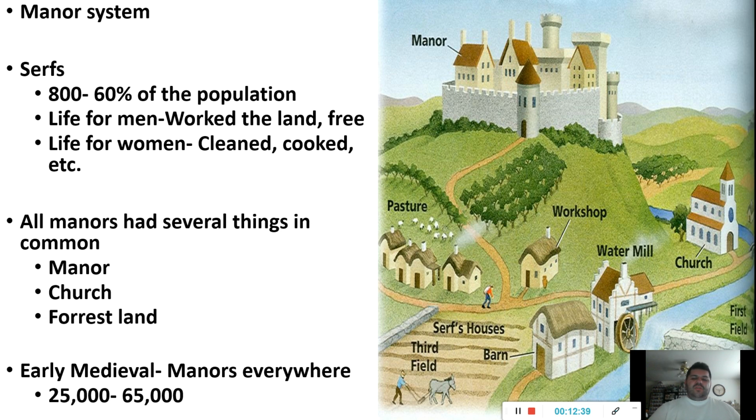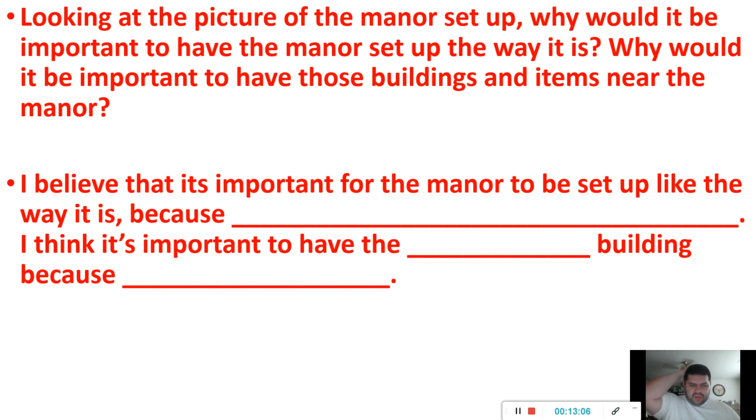Why would it be important to have those things near the manor as opposed to like the barn, the water mill, the serfs' homes, things like that? Why would it be important to have the blacksmith, church, and where the animals are close to the manor? Okay, so why would it be important to have those there? Take a couple seconds. If you have to go back to pause the video and answer the question, by all means do that. But we're moving on in 3, 2, 1.